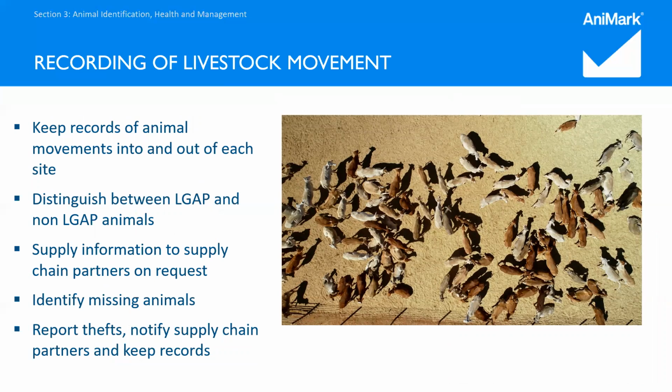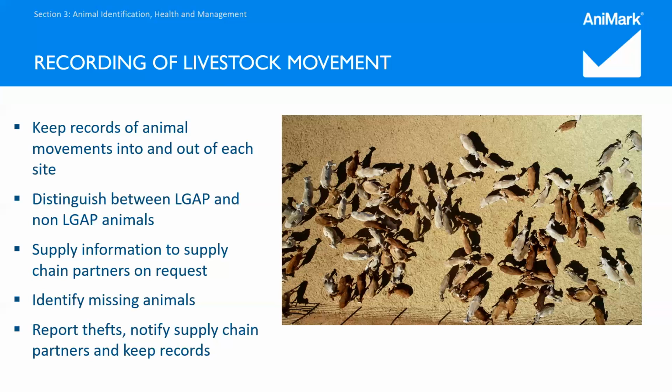Records of livestock movement are a critical component of traceability under LGAP. Sites must keep records of animal movements into and out of the site, which detail all animals, including their identification, the number of animals, the dates, and where the livestock came from, or went to. Noting that some sites will manage LGAP and non-LGAP livestock, they need to be able to distinguish between different groups of LGAP and non-LGAP animals so that LGAP animals are managed in accordance with the certification requirements.